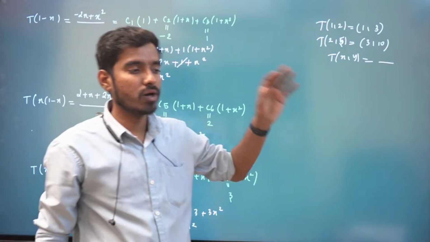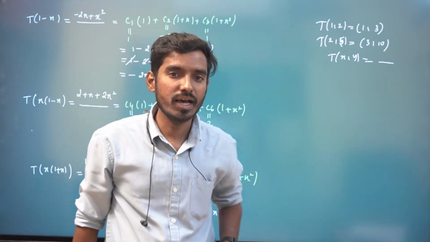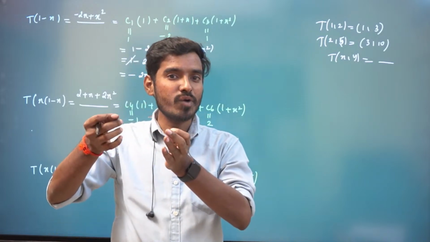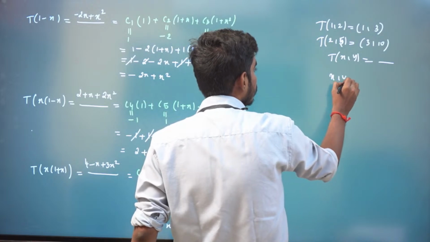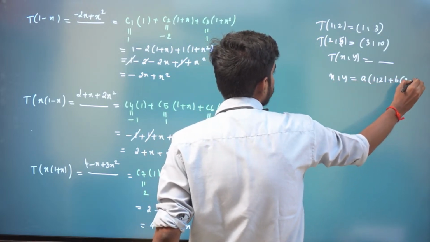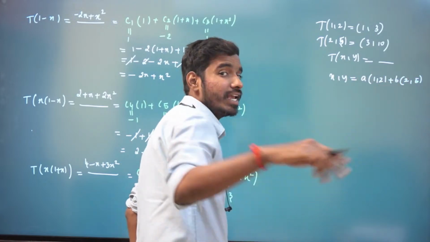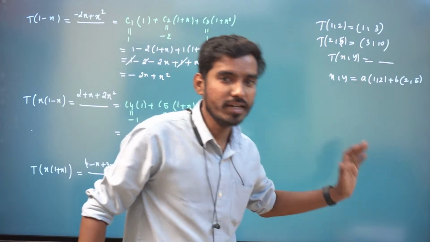You take an (x, y) in R2. That (x, y) is written as a linear combination of basis vectors. Then (x, y) is written as some a times (1, 2) plus b times (2, 5). We will solve for a and b in terms of x and y. Apply T on both sides. You will get T of (x, y).